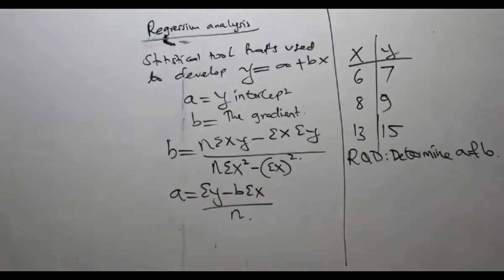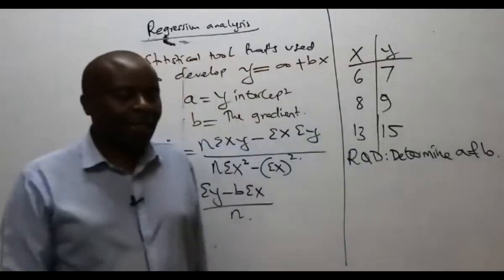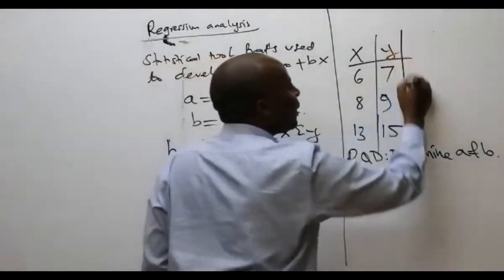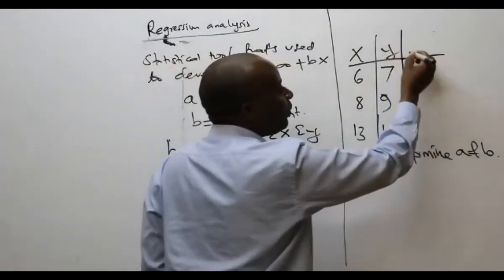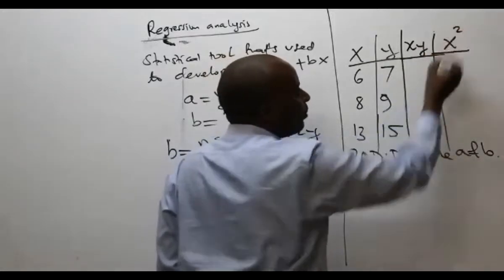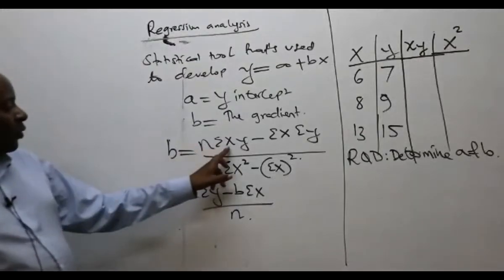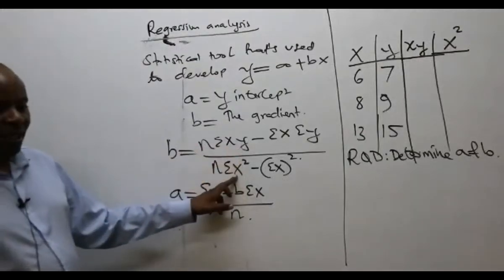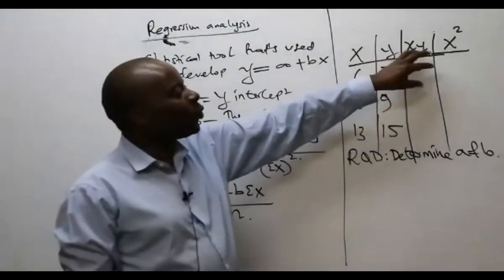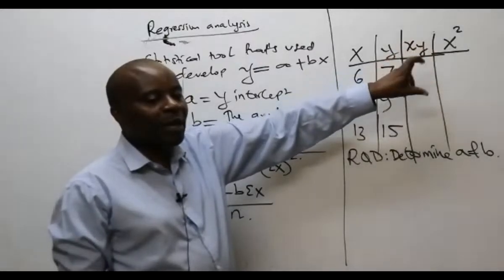So anytime anybody talks of ascertainment of parameters using regression analysis, what you're supposed to do is to create two additional columns. The first column will capture the multiple xy. The second column will capture the multiple x squared. These are the two additional columns that we would need for us to be able to get the regression parameters.